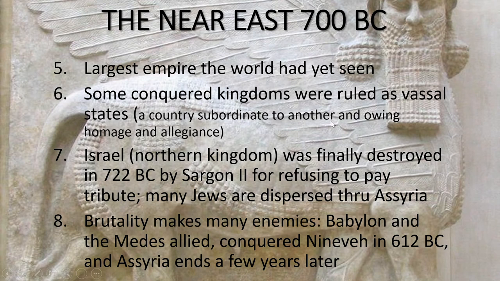Some conquered kingdoms were ruled as vassal states. These are countries subordinate to one another, owing homage and allegiance to them. Israel, the northern kingdom, was finally destroyed in 722 by Sargon II for refusing to pay tribute to the Assyrians, and many Jews were dispersed through Assyria. These are the 10 lost tribes, so they were scattered to the four winds. Brutality, however, makes enemies. There's a moral philosophy conclusion for you. Babylon and the Medes allied together. They conquered the capital of Assyria, Nineveh, in 612, and Assyria ends just a few years later.